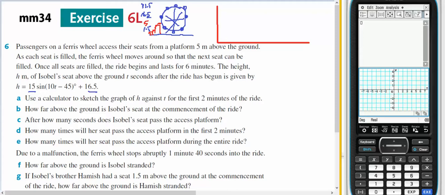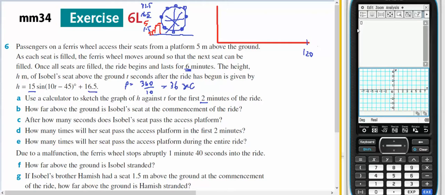And the wheel goes around, the next person gets on, goes around, then the next person gets on. The ride lasts for 6 minutes. This has got a period of, it's in degrees, so 360 divided by 10, or 36 seconds for one complete revolution. And I need to draw it for 2 minutes, so I need to draw for 120.